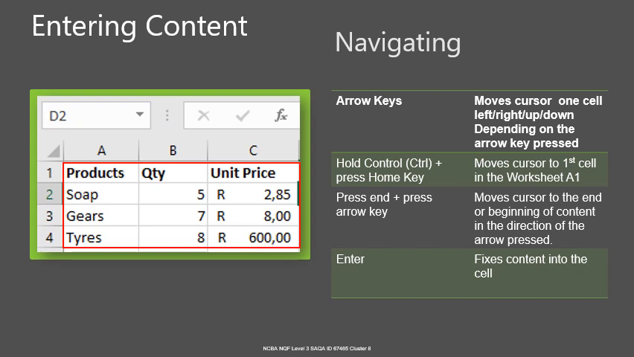When we're navigating around our spreadsheet, we use the arrow keys. The arrow keys move the cursor one cell left, right, up, or down, depending on the arrow key you press. Holding Control and pressing the Home key moves the cursor to the first cell in the worksheet, A1. When we press End and then an arrow key, the cursor moves to the end or the beginning of the content in the direction of the arrow that you press. When we press Enter, it fixes content into a cell.